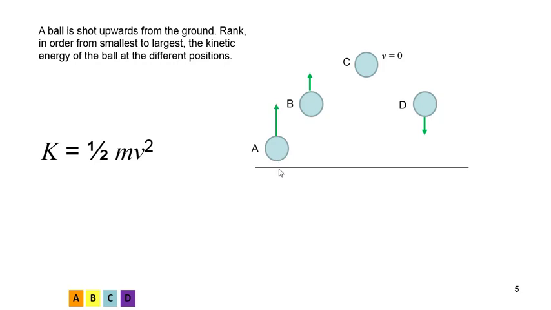And I also know that as it travels upwards, it slows down. So this is right after it's launched. It's going to be going the fastest here. As it travels higher and higher and higher, it slows down. So B is going to be lower. So no matter what, we know A should be the biggest, C should be the smallest. And believe it or not, B and D are the same.